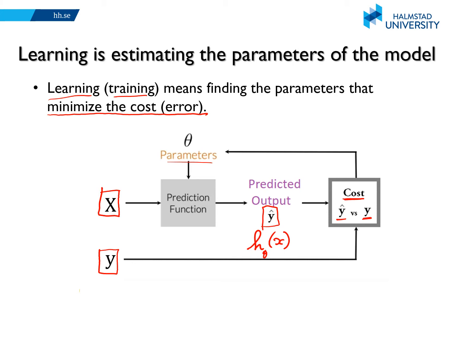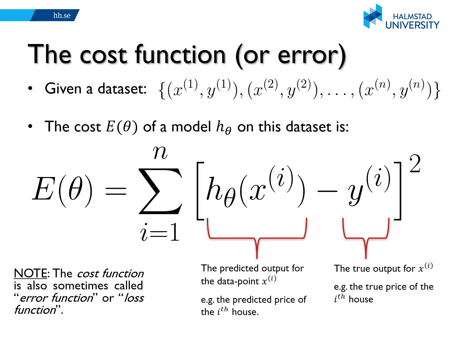So the cost function computes how much our predicted values are different from the true values. And finding the best parameters means finding the parameter values that minimize this cost, or that minimize this difference between the predictions and the true outputs. Let's see an example of a cost function. Suppose that you have a data set containing input data points together with their corresponding outputs, the true outputs.